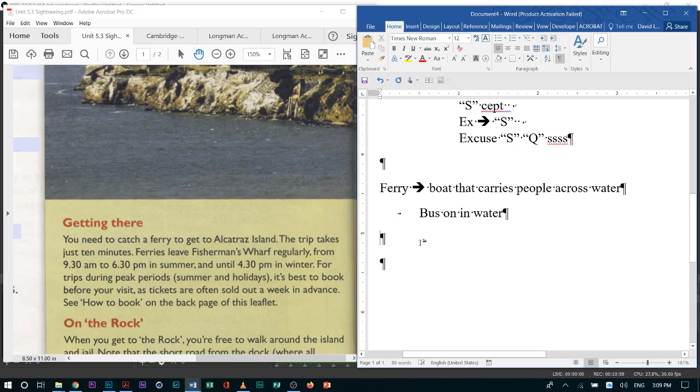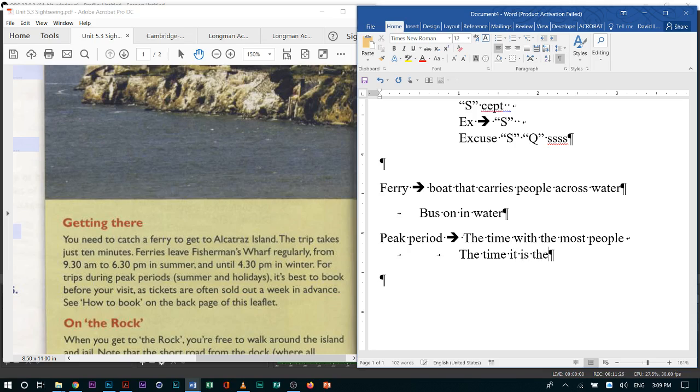The next vocabulary is peak period. When we talk about peak, it means the time with the most people, or the time it is busy, the most busy. So that's what it means by peak period, the time with the most people or the time when it's the most busy. Continue with the next one.